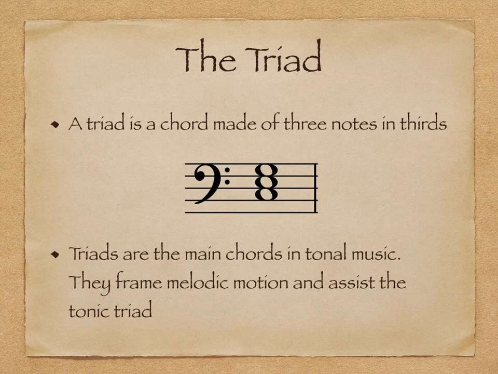The most basic chord in tonal harmony is the triad. We've briefly discussed the tonic triad, but what is a triad in general? A triad is a chord made of 3 notes stacked in thirds. Triads are very important because they are the main chords in tonal music. They frame melodic motion and assist the tonic triad.